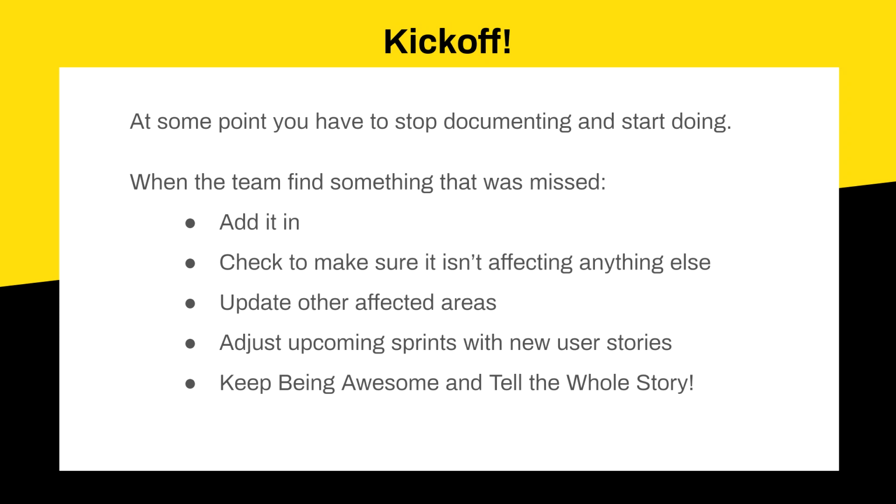The idea of these is not for them to be perfect, but for it to be a system of documentation that is alive and can be updated on a regular basis. If you're missing something, you add it in, you check to make sure it's not affecting other things, you update the other affected areas. You can easily adjust the upcoming sprints with the new user stories, whatever needs to drop off and move to the following one, you can adjust all your sprints. And it just lets you keep being awesome and tell the whole story.